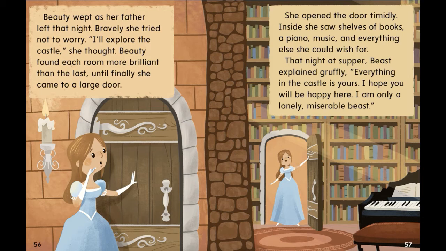As I read through these pages, we learn more about the setting of the castle as Beauty goes around looking in it. The author says that Beauty found each room more brilliant than the last, so it must be a really amazing castle. Then, on page 57, we learn more details about what's beyond the large door. The author tells exactly what Beauty saw: shelves of books, a piano, music, and everything else she could wish for. The ending of this description allows the reader to put in a few of their own favorite things. The specific details of what's in the room also help create the setting.